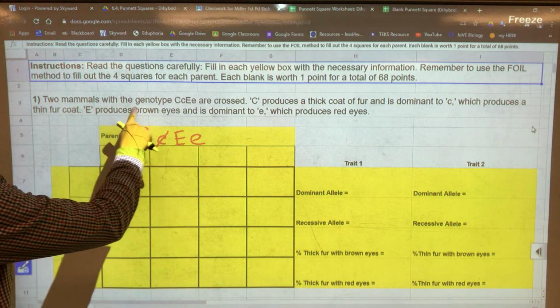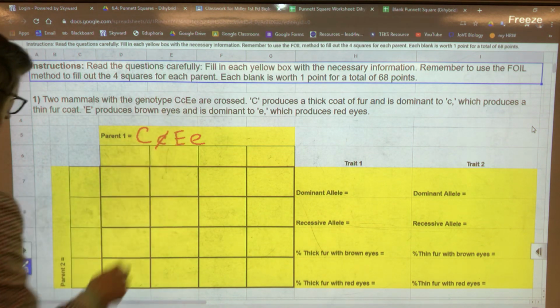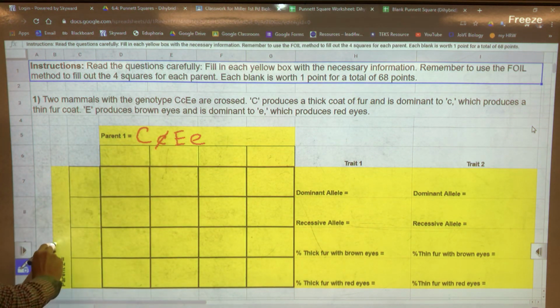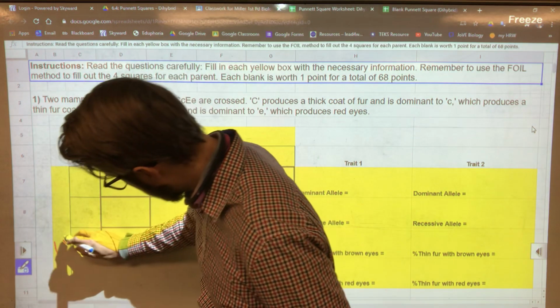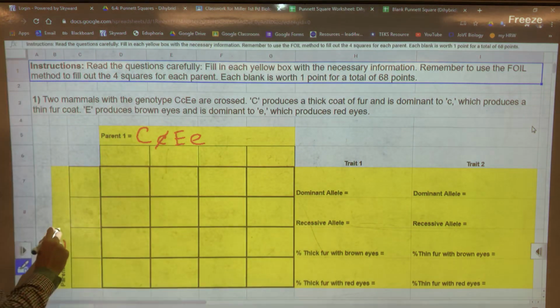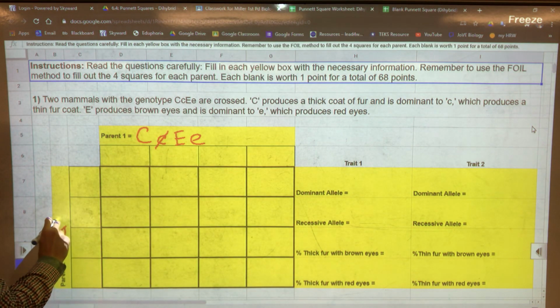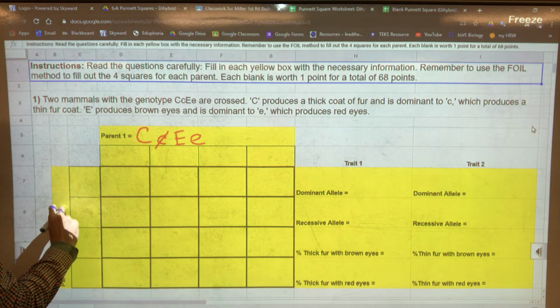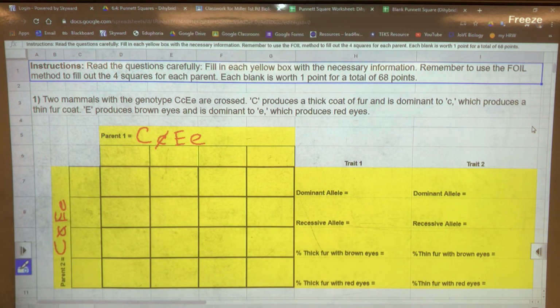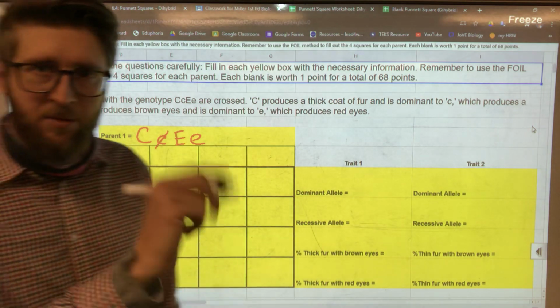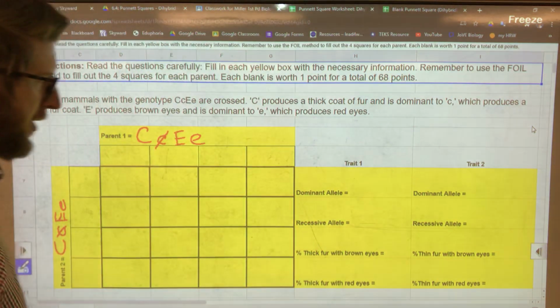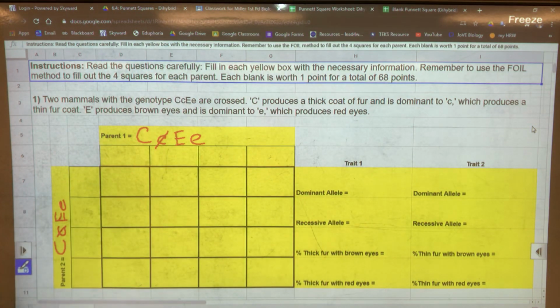So it says that both parents have this genotype, so I'm actually going to put this for both parents. And you kind of have to write sideways here. Big C, little c, big E, little e. Now this is an electronic version, so if you were actually doing this, it'd be a lot easier. If you're handwriting it, you can just write it out left to right, normal, it doesn't matter. But these are the two parents.